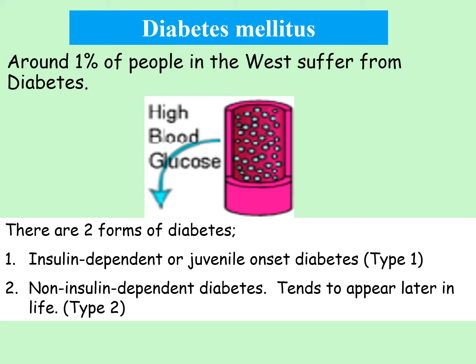And there are two forms of diabetes: type 1, which is called insulin dependent or juvenile onset diabetes, because you get it as a child generally. And you are insulin dependent, you're dependent on injections of insulin. And then there's non-insulin dependent diabetes, which tends to appear later in life. And we'll talk about those.